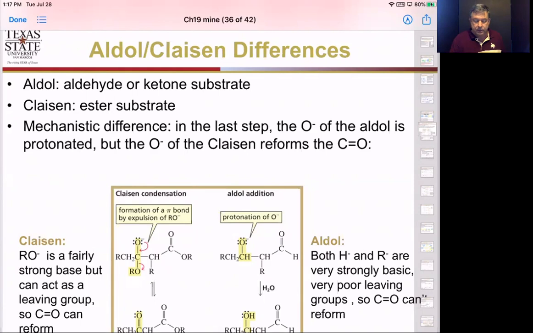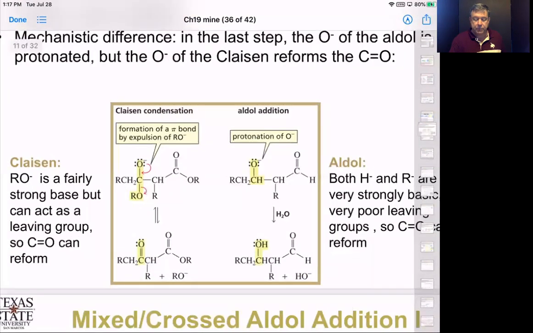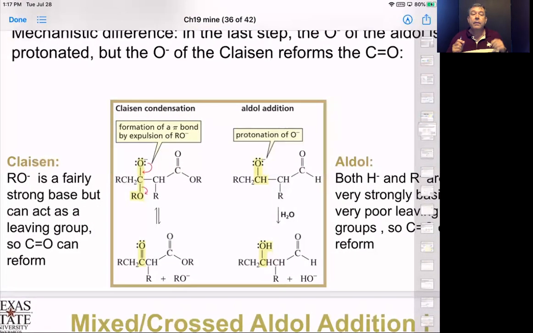Okay, so let's pull this up at the bottom and blow it up again. The Claisen has that alkoxy as a leaving group. It's a strong base, but it's still a pretty decent leaving group. The aldol has only the hydride or the carbanion as a leaving group. Therefore, it does not want to leave, and it stops at that addition product.